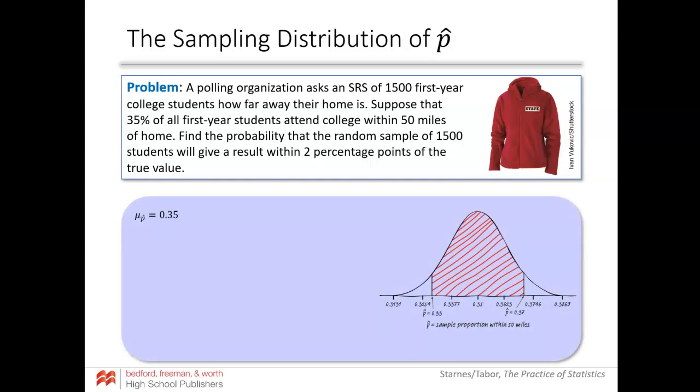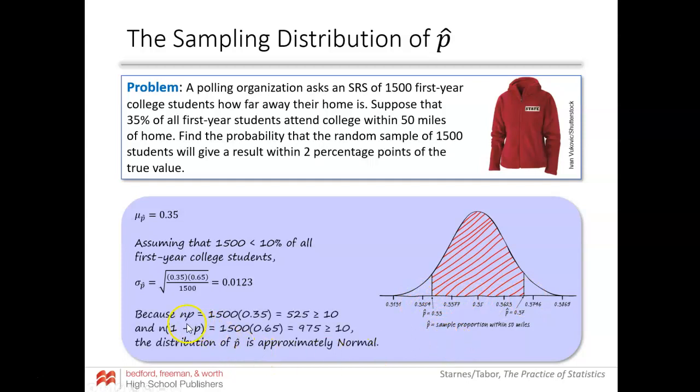Now, we know the value for the mean is 0.35 as given. And then this is that cute little assuming that 1500 is smaller than 10% of all of the first-year college students. Now, do we know that for a fact? No, but we're just going to say it. That allows us to use the standard deviation formula and get 0.0123. So what we can do now is create a normal distribution, and it's important that you draw it with the mean in the middle, and then you're counting up your deviations and down your deviations.